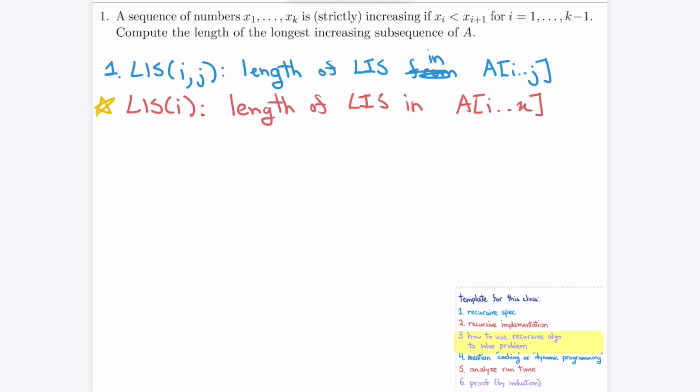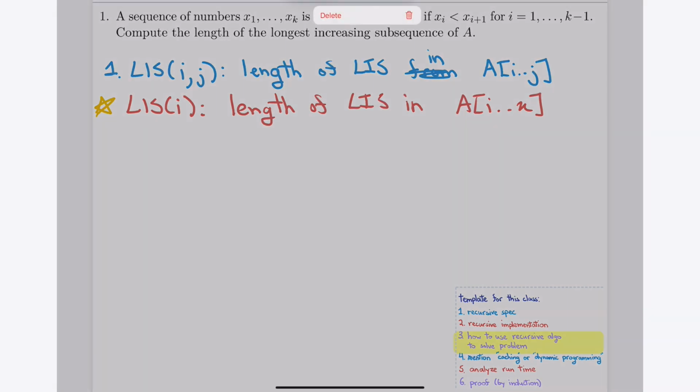Okay. So this sort of makes sense, right? I've given some N numbers and my subproblems will be suffixes. Right? And at the end of the day, I want to get LIS of 1. That's the longest increasing subsequence of the whole thing. So let's now try implementing this.